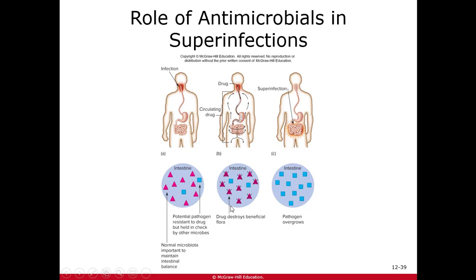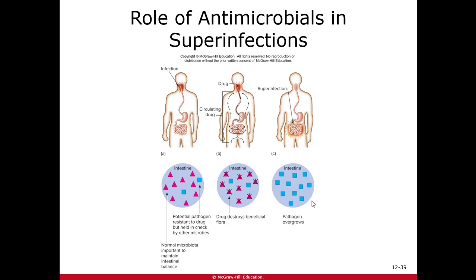This is an example to show you how this happens. C. diff infection is a superinfection. Your normal intestinal bacteria keeps C. diff in check. Everyone thinks, oh, I don't want to get C. diff. Well, you don't want C. diff, but a lot of people have C. diff as part of their normal flora. It's kept in check by your other normal flora.